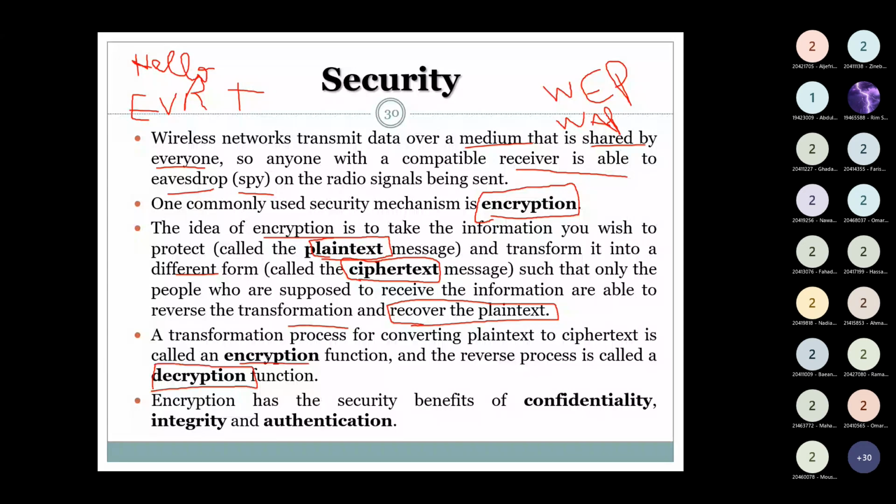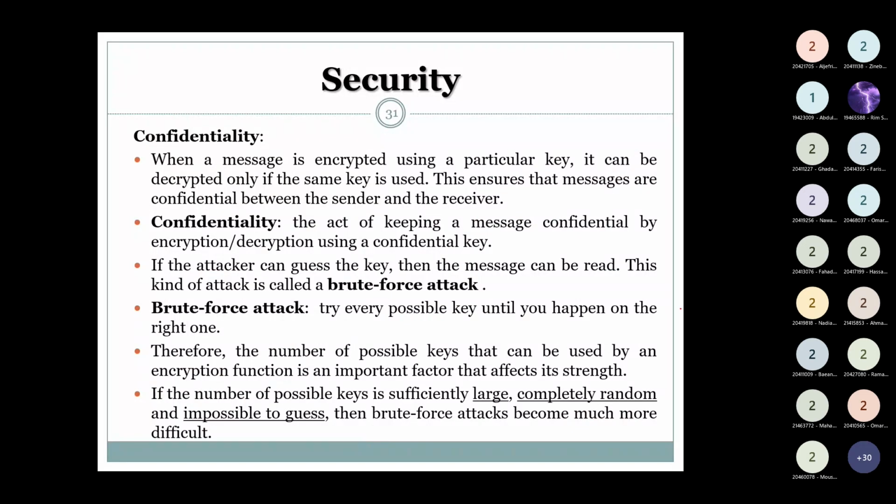Every encryption has the security benefits of confidentiality, integrity, and authentication. It will ensure all the security requirements. So what does confidentiality mean now? When a message is encrypted using a particular key, it can be decrypted only if the same key is used. So this feature ensures that the messages are confidential between the sender and the receiver. It is confidential.